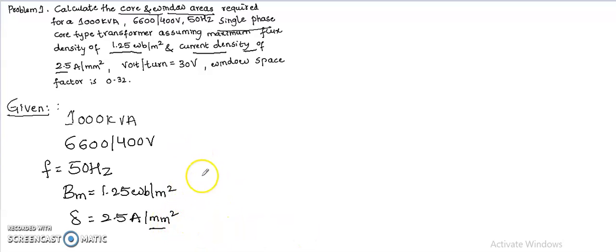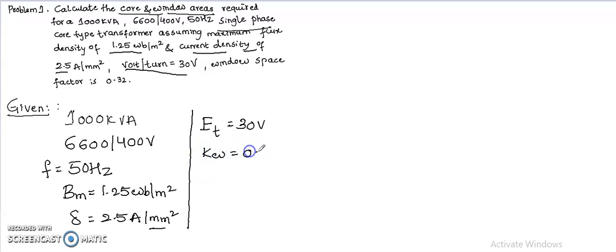And the other data is volt per turn, which is nothing but EMF per turn. Et is given, so it is nothing but voltage only. That is 30 volt. Window space factor Kw is given, 0.32. So what we have to calculate is the core area, Ai, and the window area, Aw.